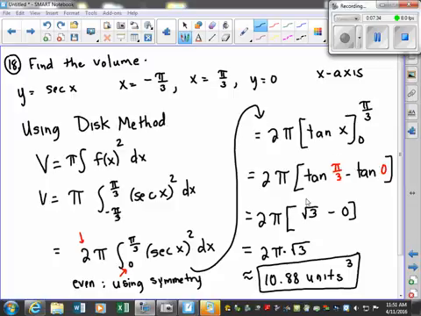You go to the unit circle and your tangent is your sine over your cosine, so it's your y value over your x value at this position. Algebraically, you simplify this and it's going to reduce to square root of 3. Tangent of 0 is just 0, so we just get 2 pi times the square root of 3, which is approximately 10.88 units cubed since it's volume. So we can also extend this to applications, and this was revolved about the x-axis, and we chose to use this method.